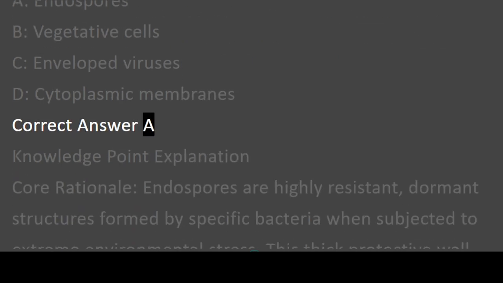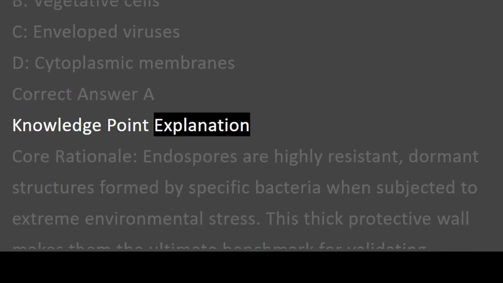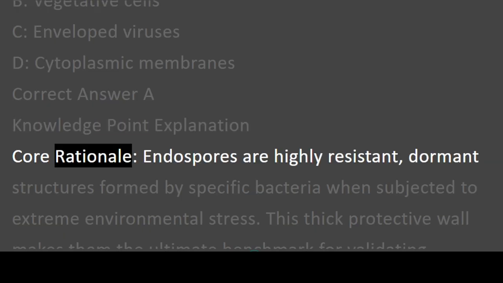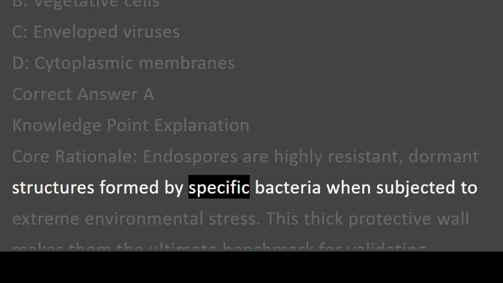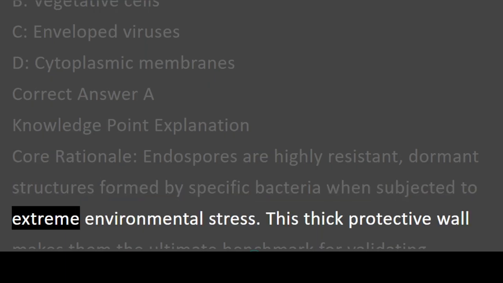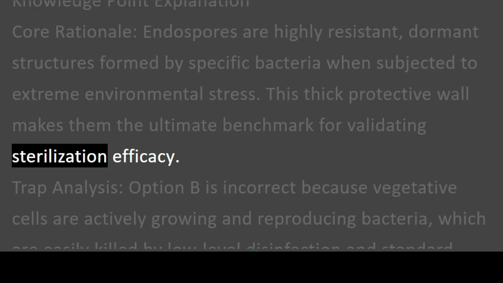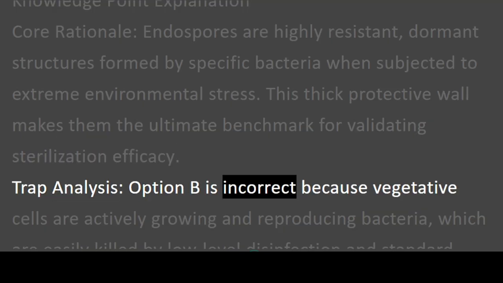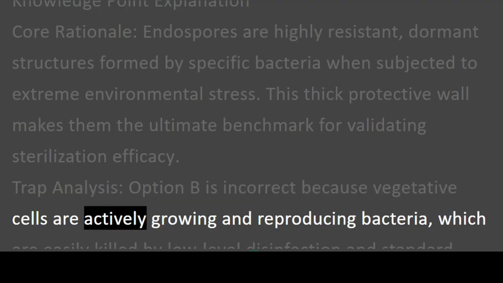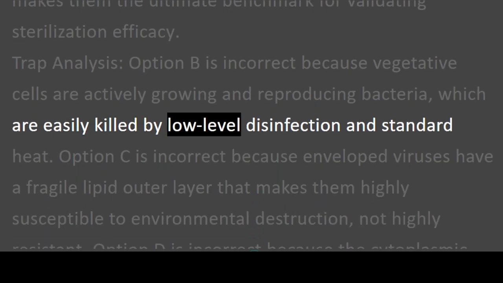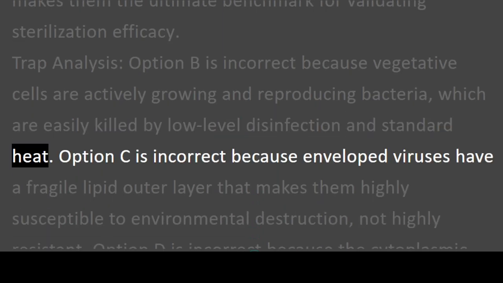Correct answer A. Knowledge point explanation. Core rationale: endospores are highly resistant, dormant structures formed by specific bacteria when subjected to extreme environmental stress. This thick protective wall makes them the ultimate benchmark for validating sterilization efficacy. Trap analysis: option B is incorrect because vegetative cells are actively growing and reproducing bacteria, which are easily killed by low-level disinfection and standard heat.